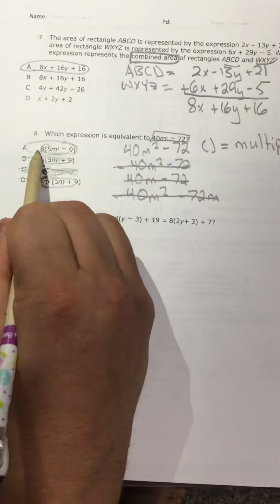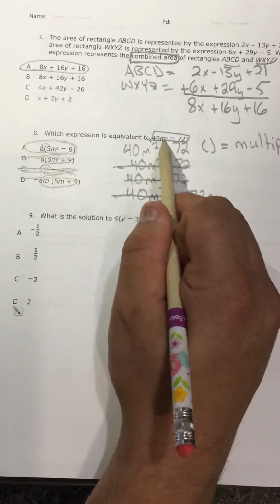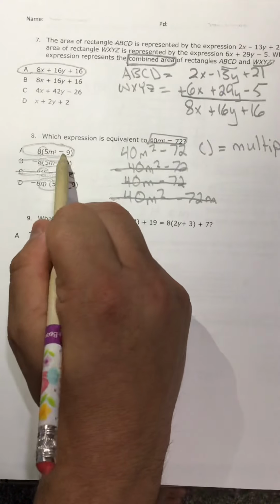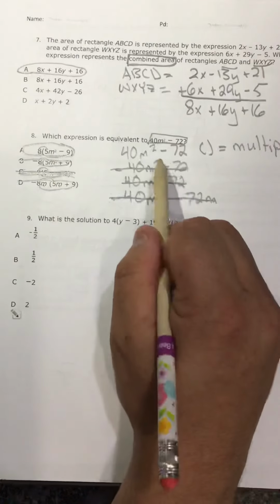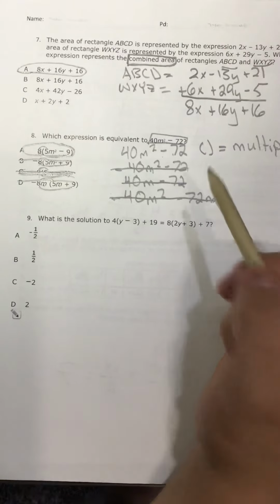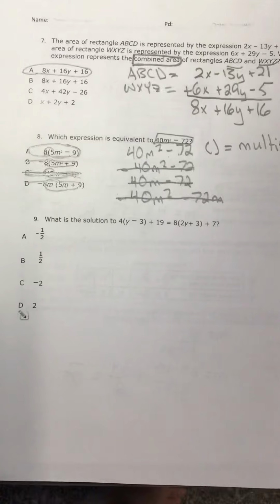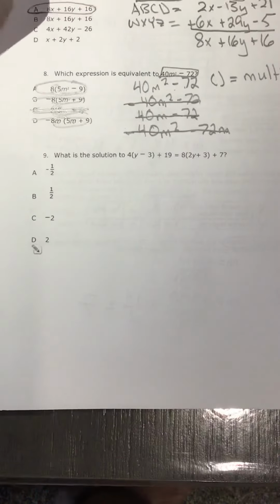Distributive property, 8 times 5m squared, 8 por 5m cuadrado es 40m cuadrado. 8 times negative 9 gives you negative 72. Okay? We have to know how to solve these to find which one gives us the correct answer. Last question you'll see on the test.